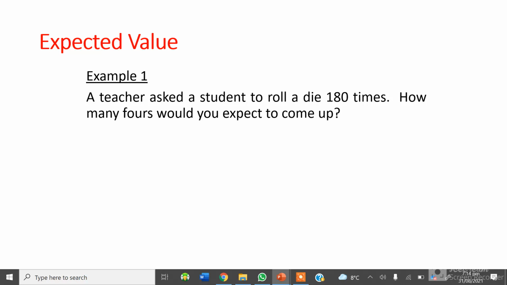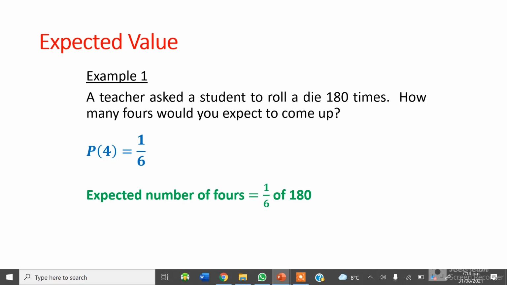A teacher asked a student to roll a die 180 times. How many 4s would you expect to come up? Well, the probability of rolling a 4 is equally likely to happen as all the other numbers, so it's one chance out of the 6. If we're going to roll it 180 times, we expect 1/6 of 180.